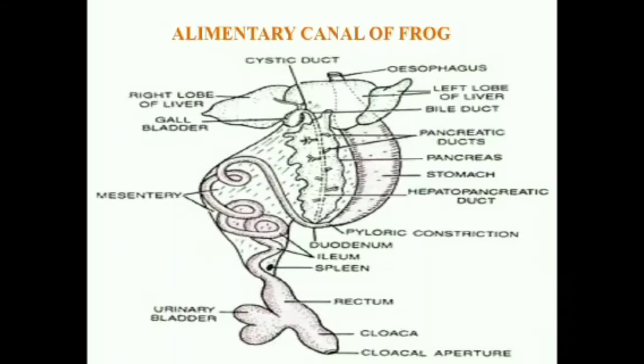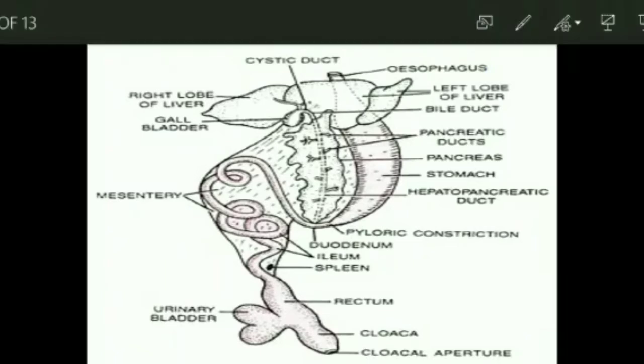Now the second part of the alimentary canal. After the buccopharyngeal cavity, the next part will be the esophagus. Let me tell you, the esophagus is a part which contains muscles in its wall. Okay, it's a short tube. I told you frogs do not have a neck. So due to the absence of a neck, the esophagus is short. But it has muscles, and those muscles enable the frog to swallow its prey.